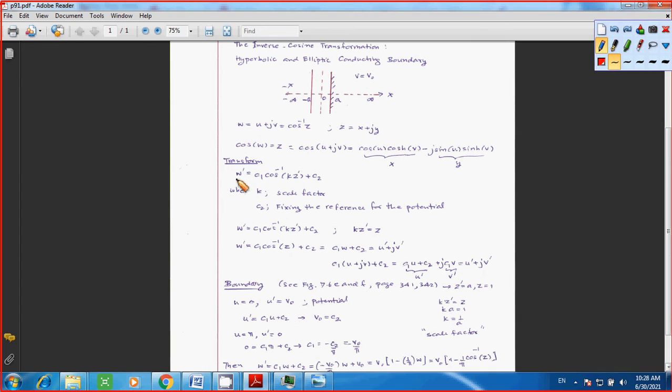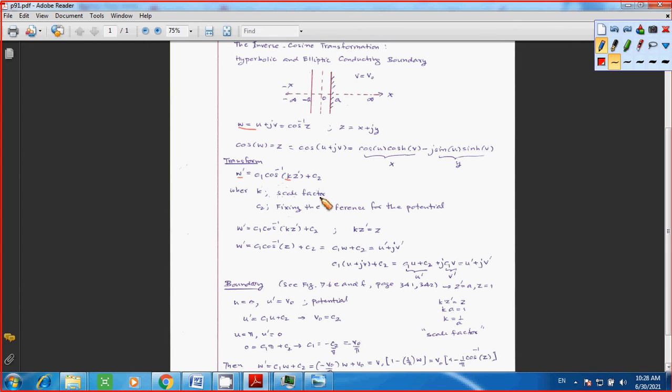Let's transform. For the problem, we're going to create a new plane, which is the W prime. You already have our W here. So your W prime is equal to C1 inverse cosine Kz prime plus C2, where K is the scale factor and C2 is fixing the reference for the potential. So that's the correction term.